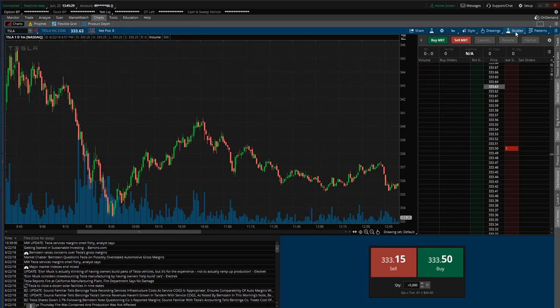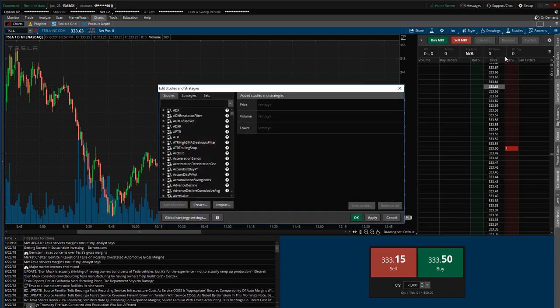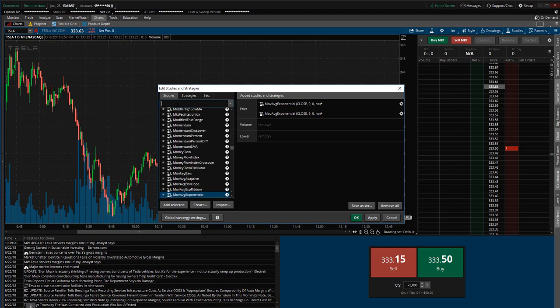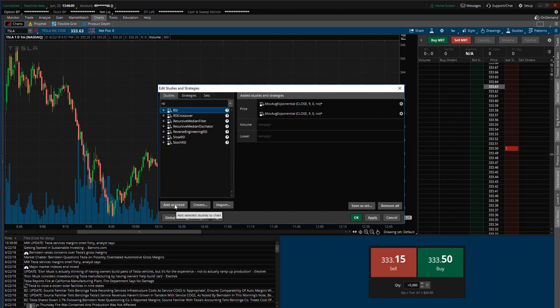So, I'm going to go up here to Studies. Click on Studies, Edit Studies. I'm going to go over here, and to help you visualize this a little bit more, I'm just going to put 2 EMAs on there. And now I'm going to add RSI. So with just these 2 EMAs, and this again is just to help you visualize this a little bit more instead of just having candlesticks, I'm going to keep that one at 9, and this one right here I'm going to change to 20.